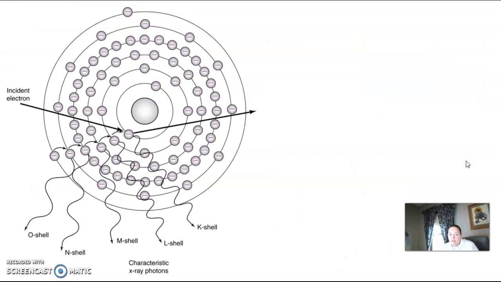What if you're shown this picture? This is giving you an electron in to the inner shell here. And then it's showing you with arrows that they're then going to shift each other. So this one's going to move in, move in, move in, move in, move in. All right? The characteristic photons are produced at that point.